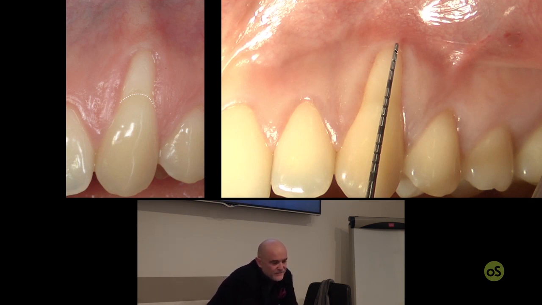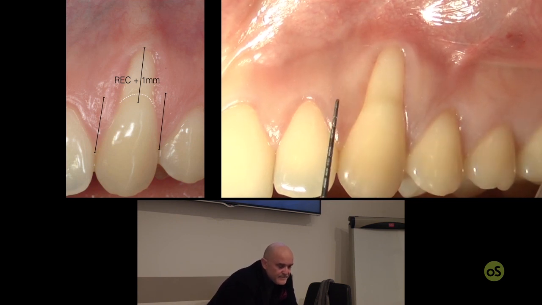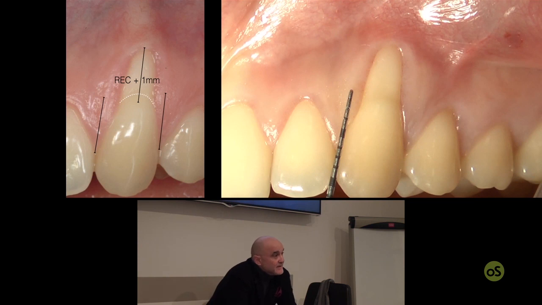I measure the recession in the middle because I want to measure how much I'm going to advance the flap in the middle. And how much I'm going to advance the flap in the middle is 1 millimeter more than the depth of the recession. So this is the first measurement that you have to take: gingival recession plus 1. The same distance, gingival recession plus 1, is measured with a probe starting from the tip of the mesial and distal papilla.